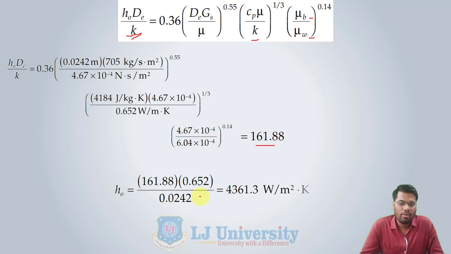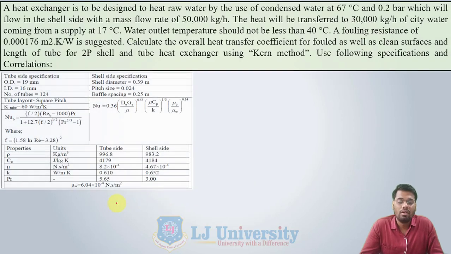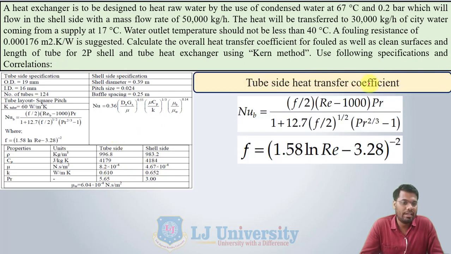Now from this value we can easily calculate the value of heat transfer coefficient by multiplying it by k and dividing by D. We will get 4361.3 watt per meter square Kelvin. This is the value of h, which is the value of heat transfer coefficient at the shell side. Now we have to calculate the tube side heat transfer coefficient.